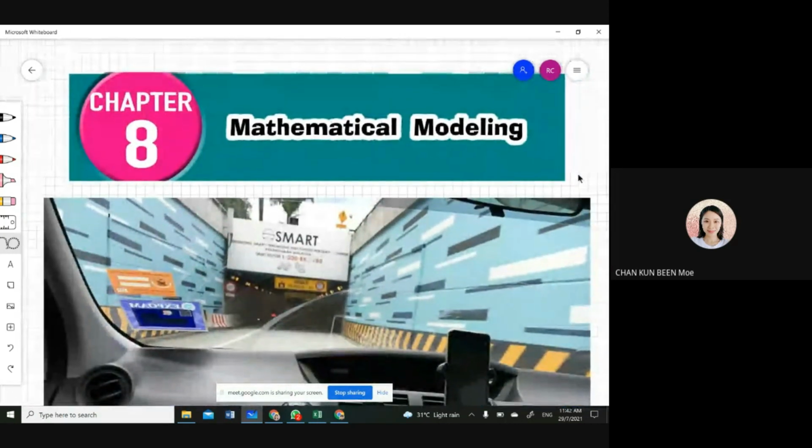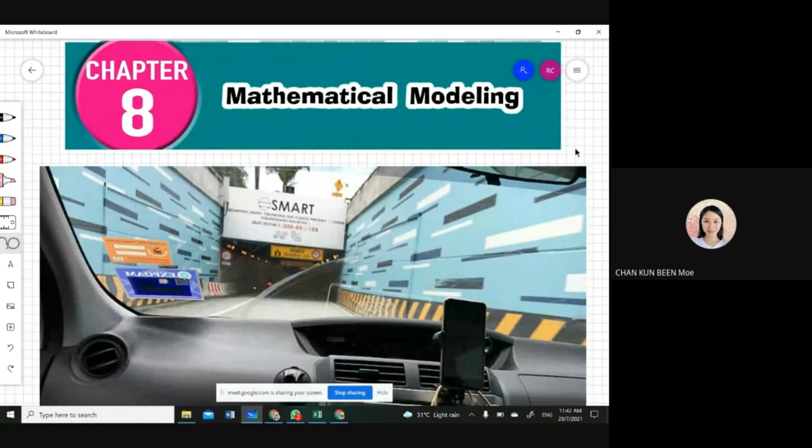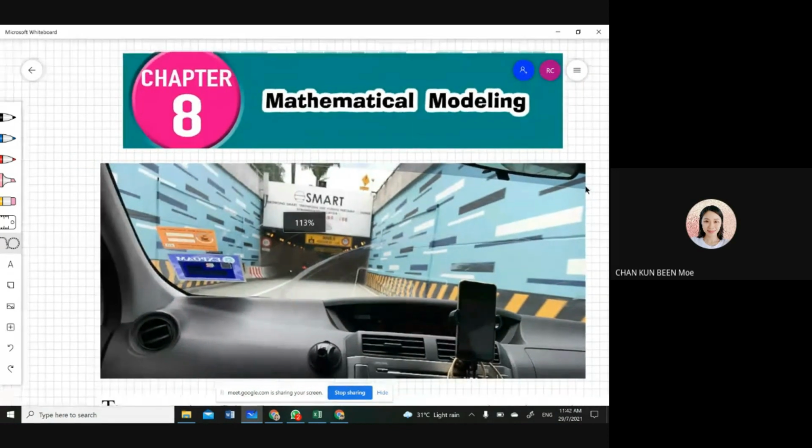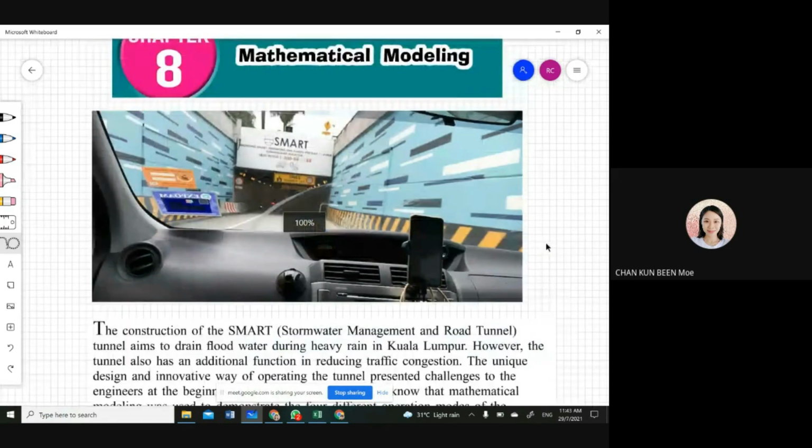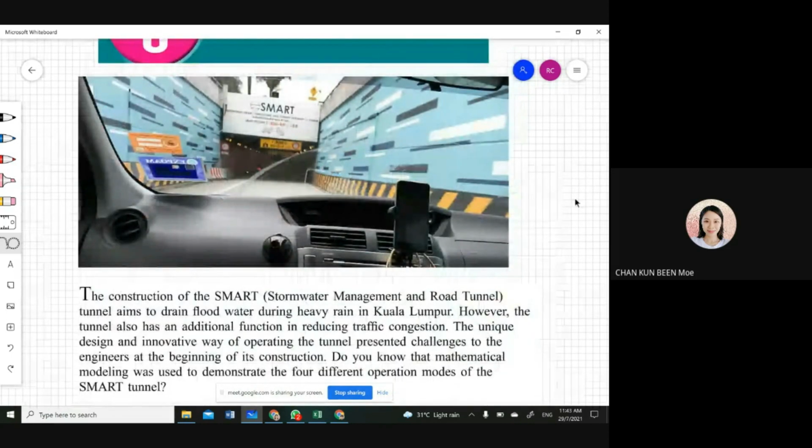Sorry, I need to talk very fast. We have less time. Okay, so if you look at this picture here, this is a picture of a smart tunnel. You ever went to West Malaysia, right? Yeah. They have this smart tunnel. There is a purpose for the smart tunnel over here. Okay, the SMART stands for Storm Water Management and Road Tunnel.